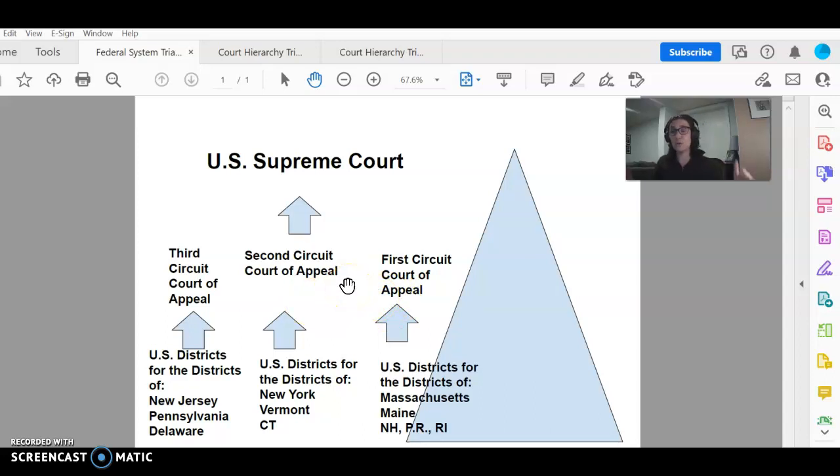So these courts do look to each other to try to decide how to resolve issues, but they're not bound by each other. All of them are bound by the U.S. Supreme Court.